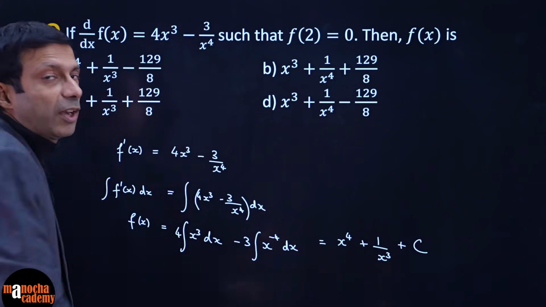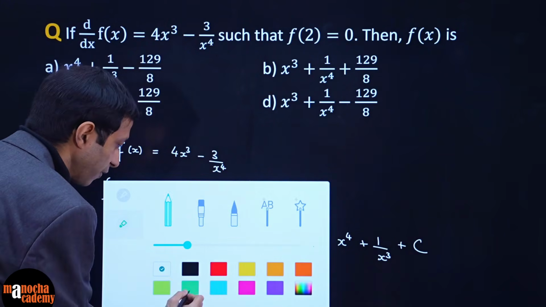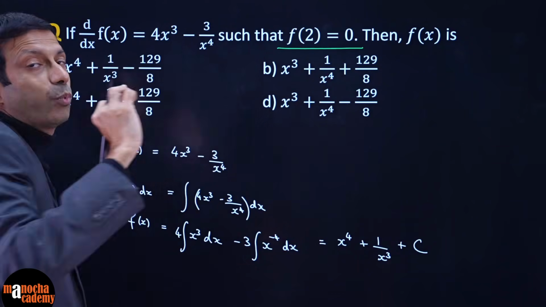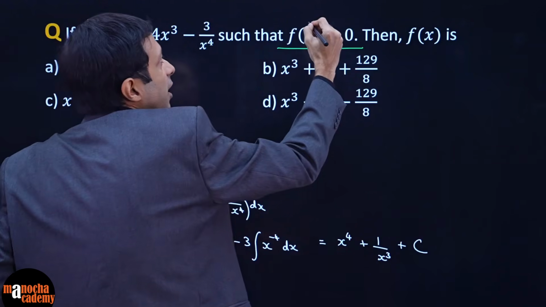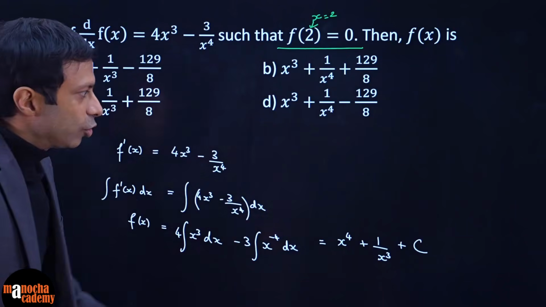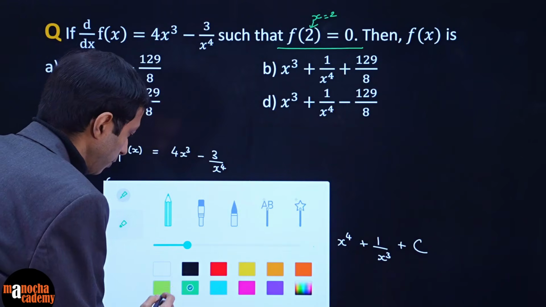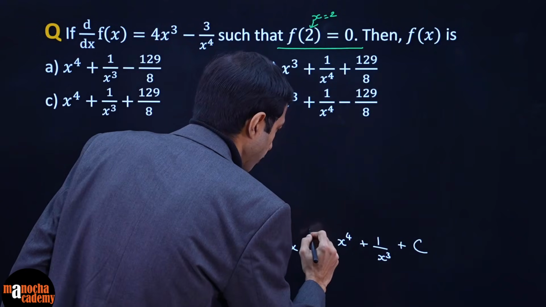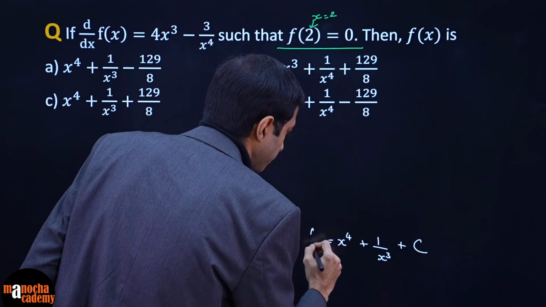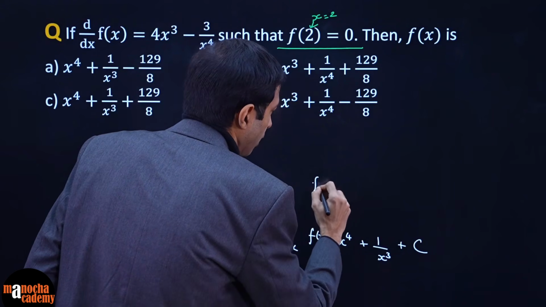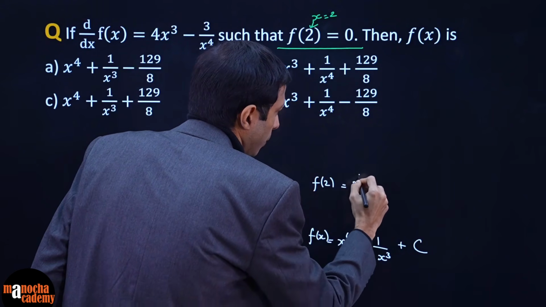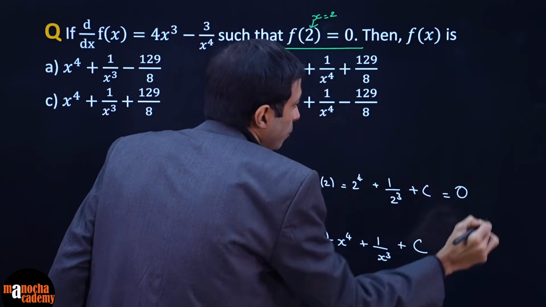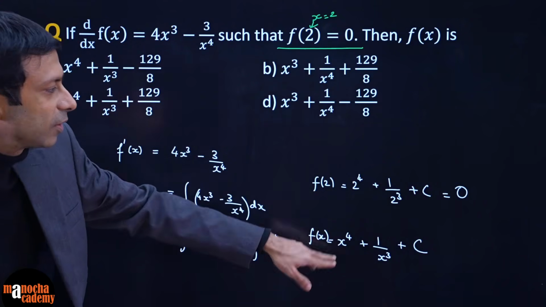Now how do we find the value of that constant? Look at the question. They have given us some additional information that the function at 2, and at 2 means what? At x equal to 2, the function is equal to 0. So now you put over here, x equal to 2. This is my function f(x). So f of 2 will be 2 to the power 4 plus 1 by 2 cube plus the constant, and that they have told me is 0. You can solve this, get the value of the constant and plug it in.